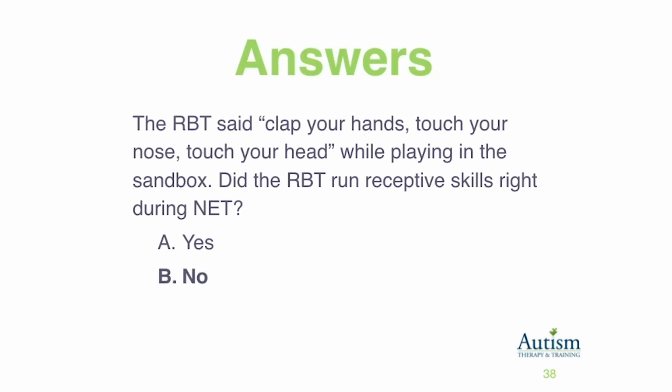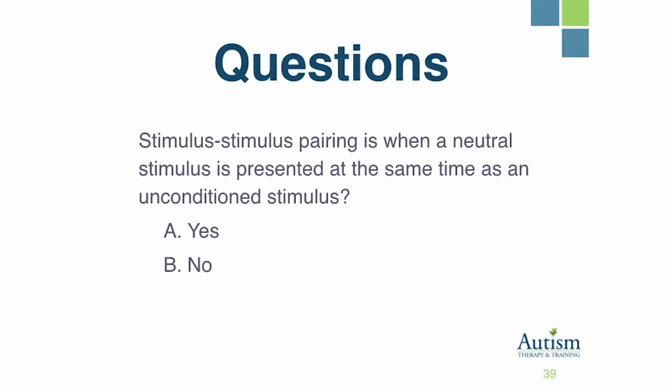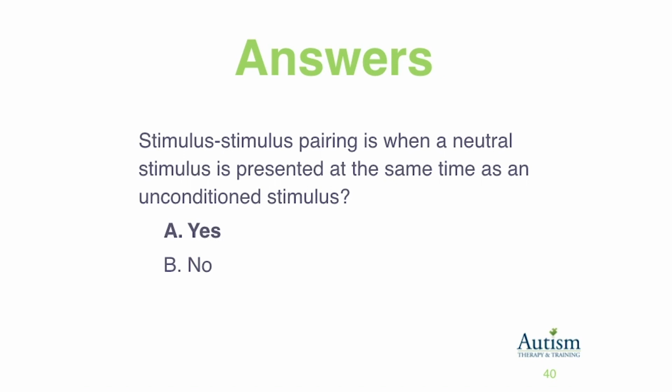And the correct response is B, no. Stimulus-stimulus pairing is when a neutral stimulus is presented at the same time as an unconditioned stimulus. A, yes, or B, no? And the correct response is A, yes.